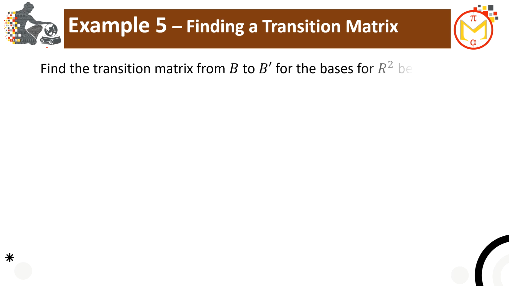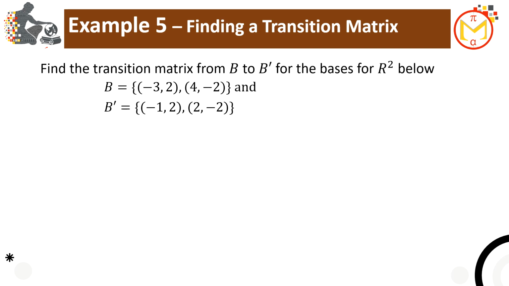Finding the transition matrix, again, use for example 5, we have B and B prime. Okay, you have to form the matrix. This time, there is no standard basis here. From B, it says here from B to B prime. How are you going to arrange your matrix here? B prime and then B.